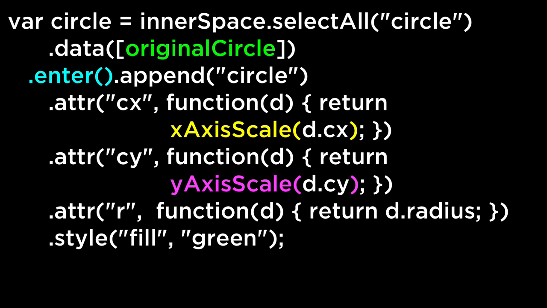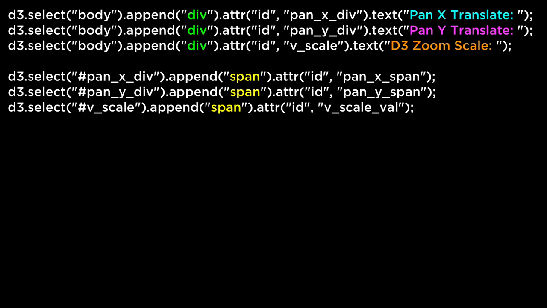Note that before we even zoom, we are already using the scaling functions to properly place the CX and CY points of the circle. Lastly, we create HTML divs and spans to allow us to programmatically update the X and Y translations as well as the current zoom level. These are updated by the zoom function we defined earlier. And that is the last of the code.